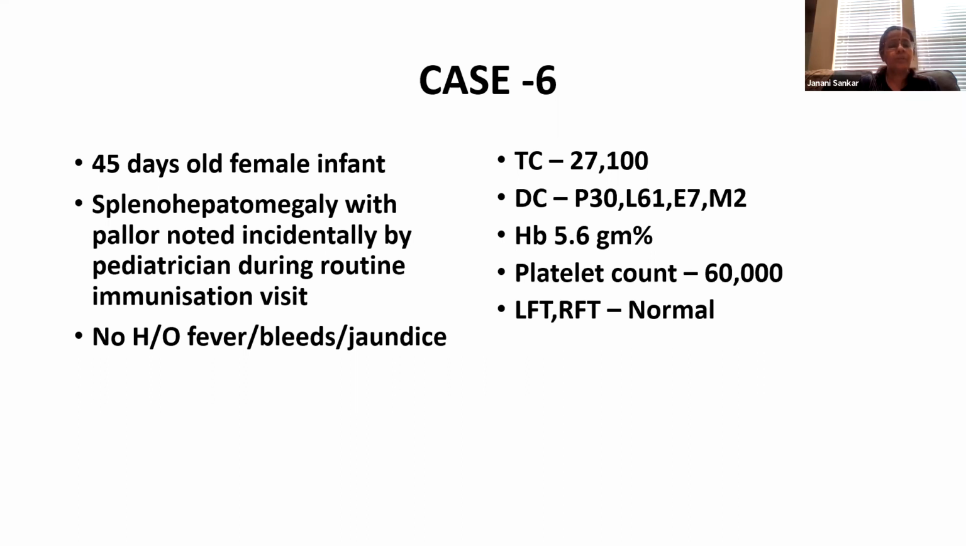They're all really good. This child did not have any fever, bleeds, or jaundice. If you look at the total count, it was on the higher side. Hemoglobin was 5.6. Platelet count was 60,000. You have a differential which is not very alarming. The renal and the liver functions, the primary pediatrician was worried because he ordered the battery of tests and referred. So he was thinking of malignancy. Even we, when we saw the child, we thought of malignancy.